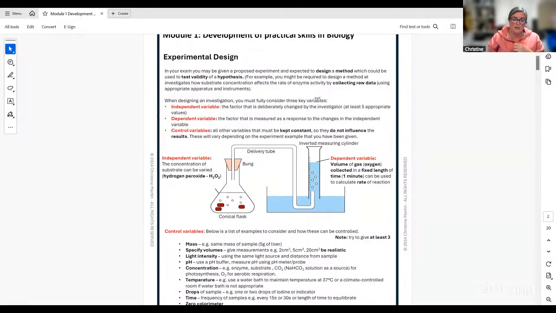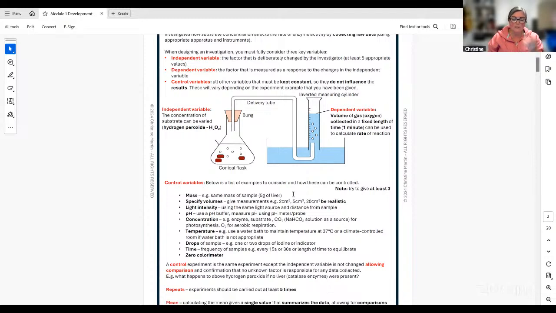If you look down at my list here, these control variables can be applied to any of the questions that you have. If, for example, they're changing the substrate concentration, you want to control the enzyme concentration, the volume of the solution, and the mass. In this case, they're looking at liver, so it could be that you're doing 5 grams of liver. If you're looking at potato and catalase, you want to control the surface area that's exposed to it. Things like that are going to help you answer whatever question they give you.